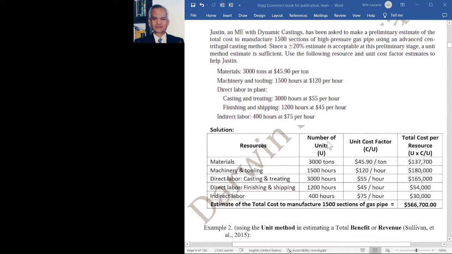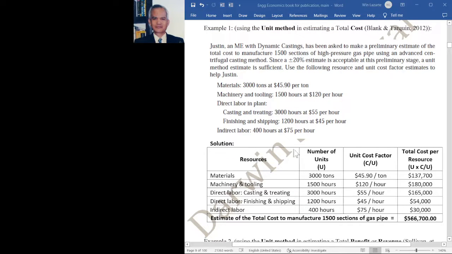Now, for the solution, to find the estimate of the total cost, we simply add up the total cost per resource. The total cost per resource is just the product of the resource's number of units and its unit cost factor. And so we have this estimate of the total cost to manufacture 1,500 sections of gas pipe.